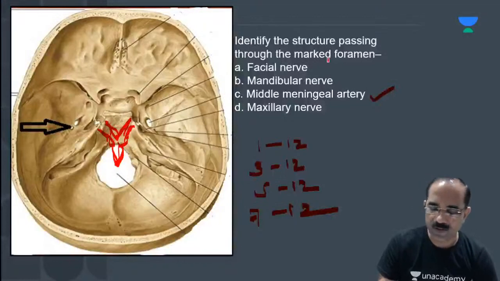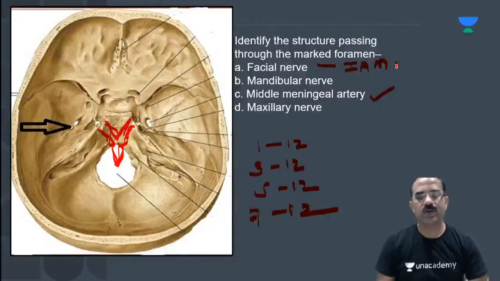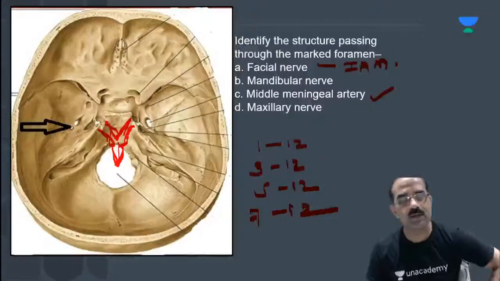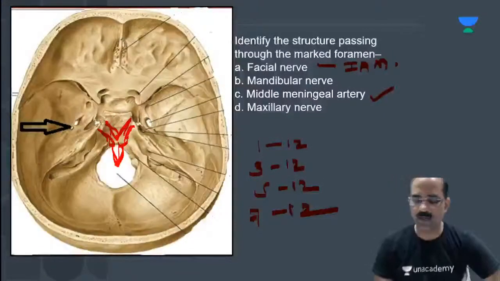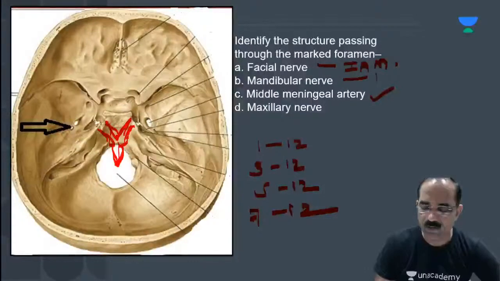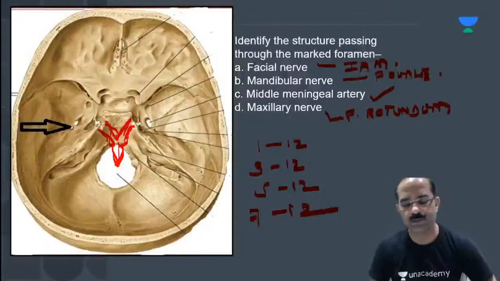Tell me, the facial nerve enters into which foramen? The facial nerve enters the internal acoustic meatus along with the 8th nerve and the labyrinthine artery. The mandibular nerve passes through the foramen ovale. And the maxillary nerve passes through the foramen rotundum.